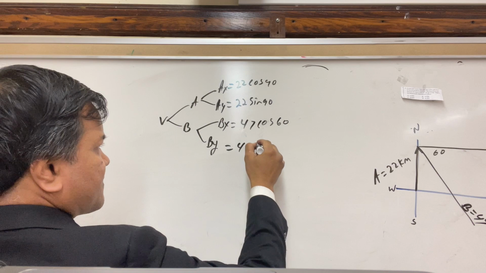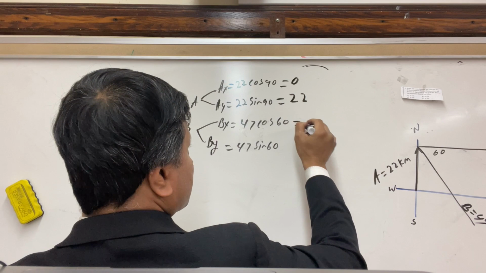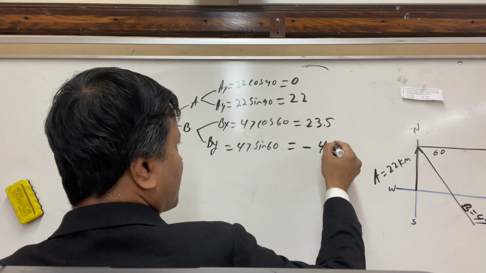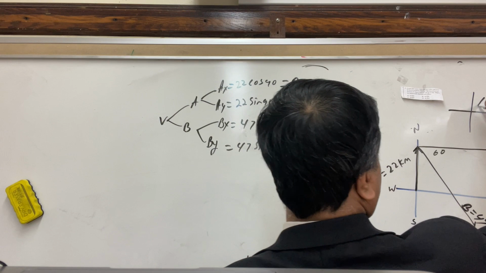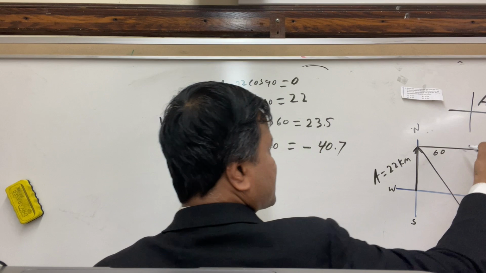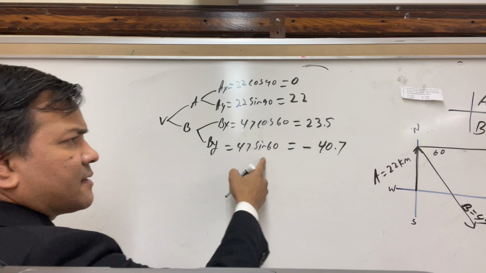This is 0, this is 22, this is 23.5, this is negative 40.7. Why negative? This is the fourth quadrant. Vector A is in the first quadrant, so x is plus, y is plus. Vector B is in the fourth quadrant, x is plus, y is minus. When I do the trigonometry, then you will understand it better.